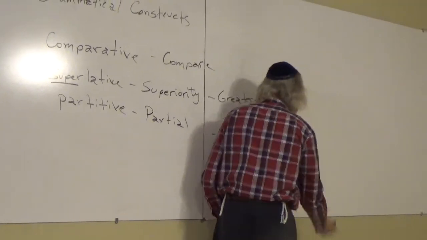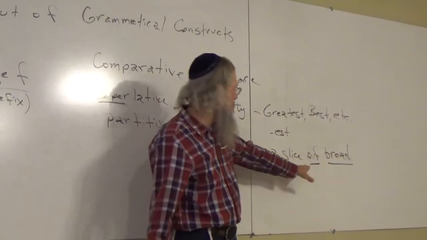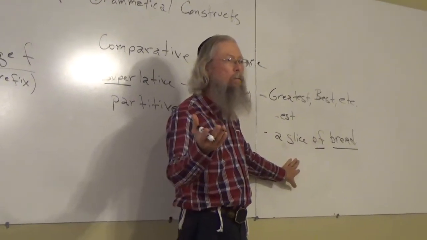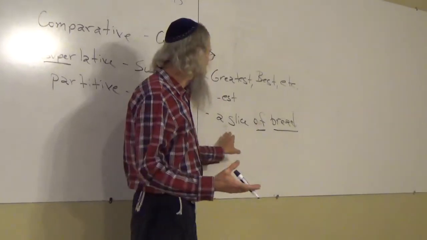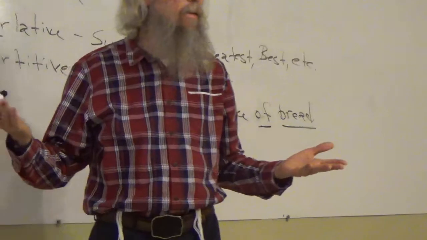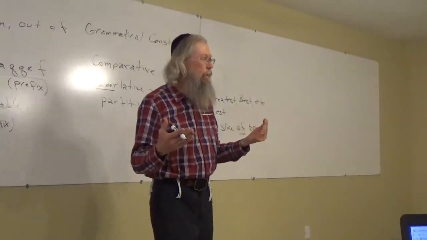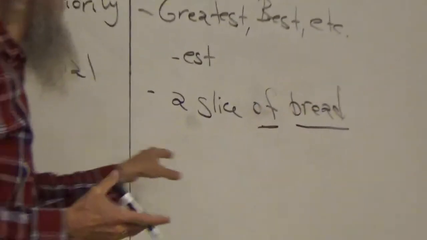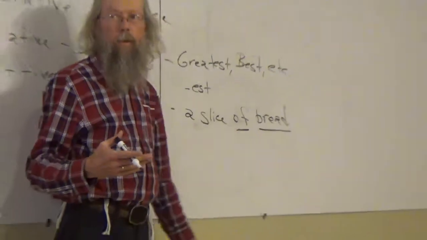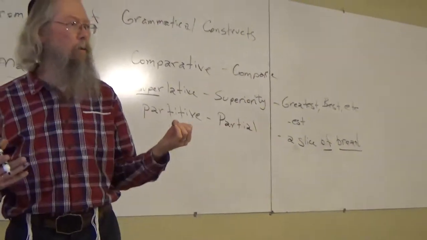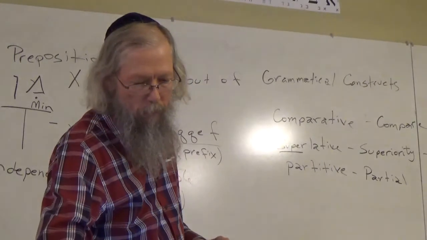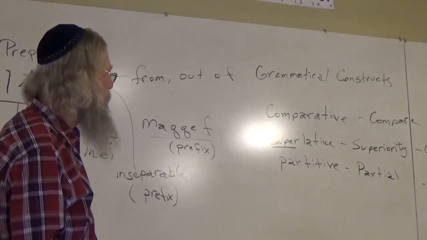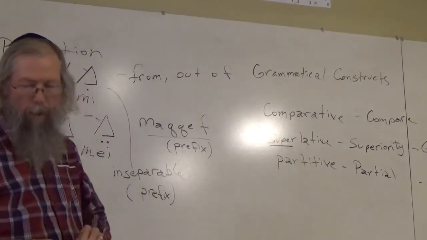Here's the object of your preposition right here. You with me? So you have a slice, of what? Of bread. But not all the bread, correct? A piece of bread, a part of the loaf. And so that would be a partitive. So this is a partitive prepositional phrase. It is showing you that it's just partial. It's not the whole thing. Okay, everybody have that?